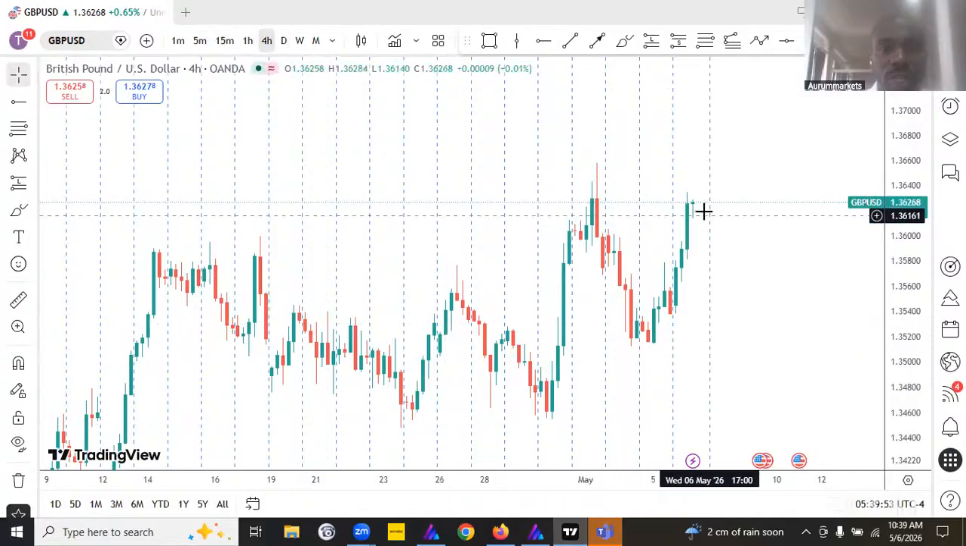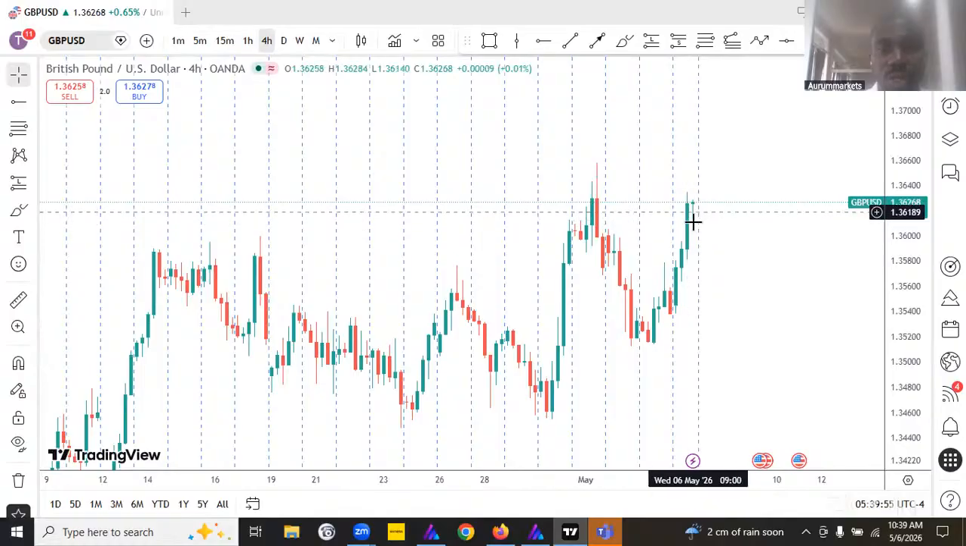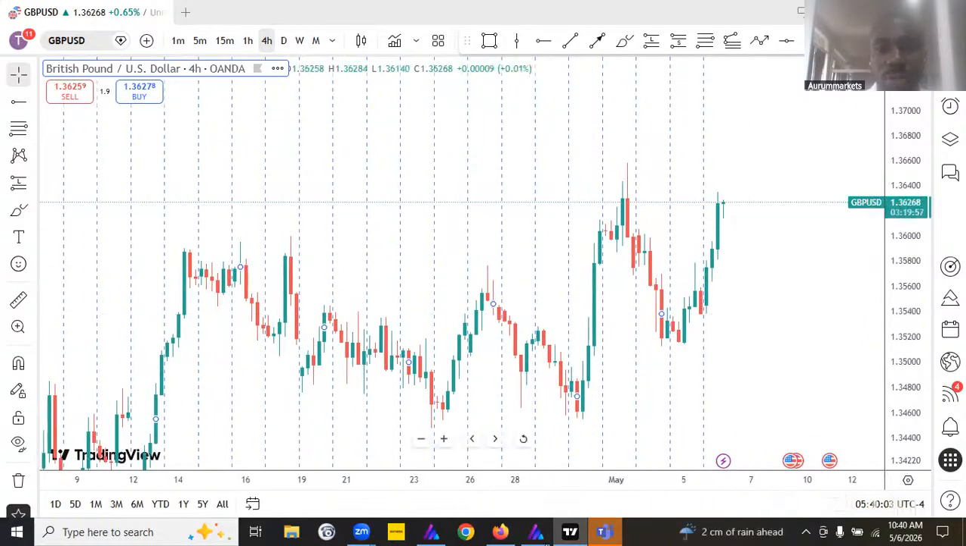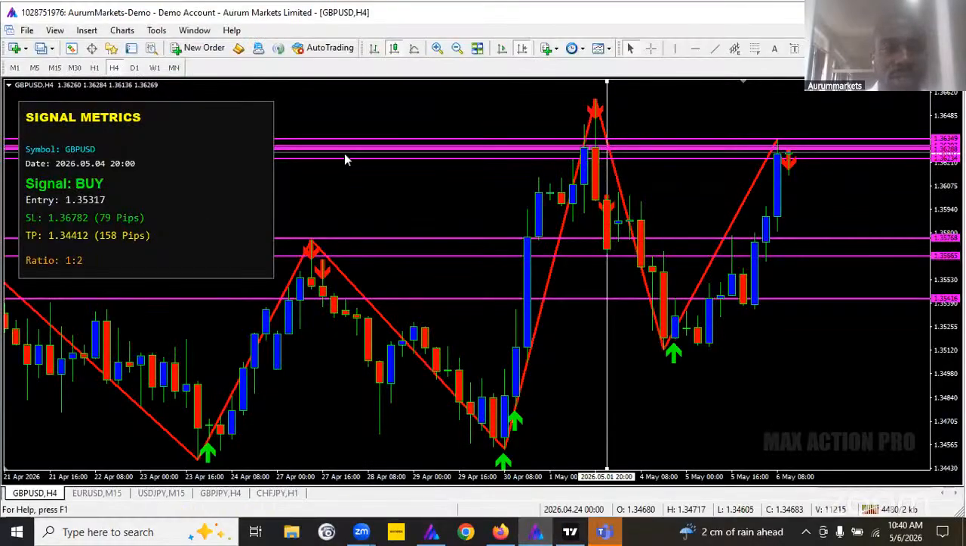If the current 4-hour candle closes strongly bearish, we already have a signal. So we're waiting for this candle to close. You can see the buy signal it gave us on Monday, the 4th of May. You can see that has already delivered. So we are waiting for an opportunity to sell.